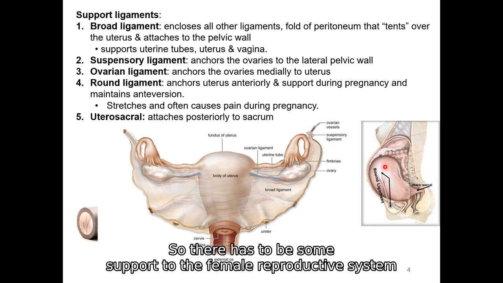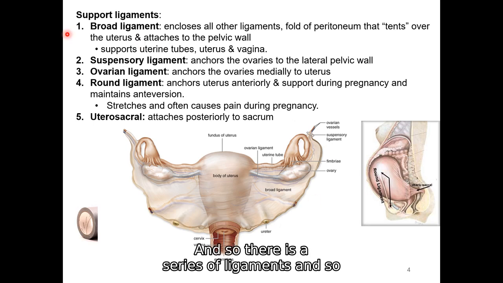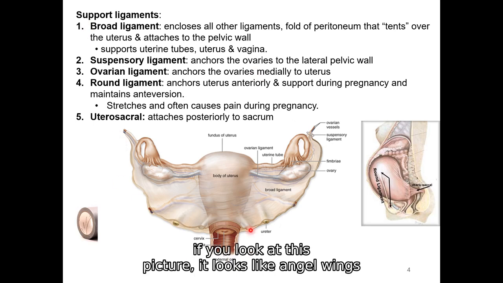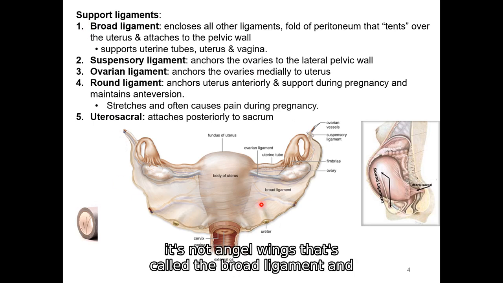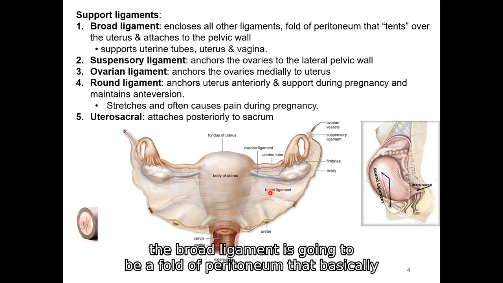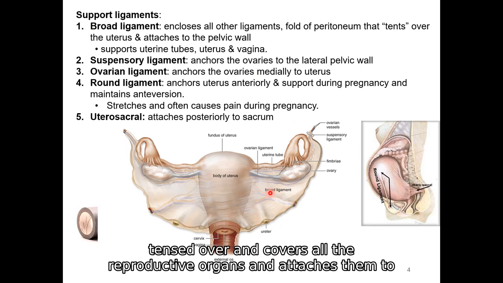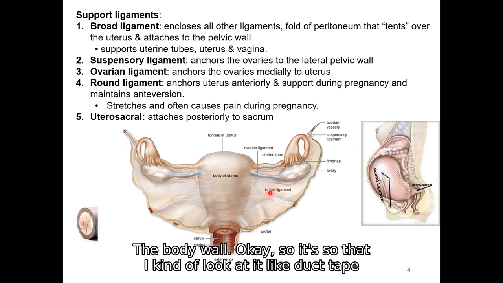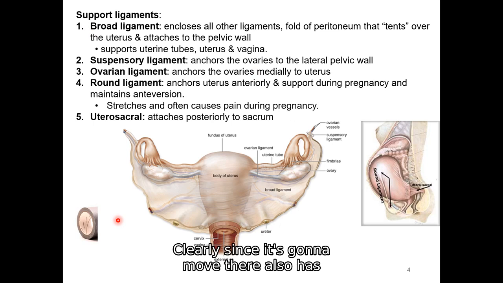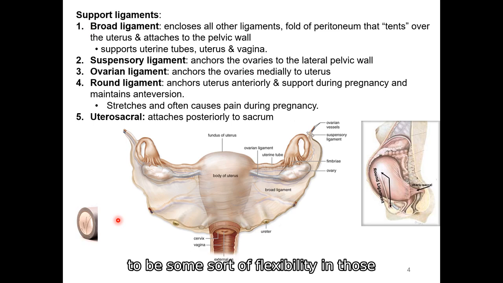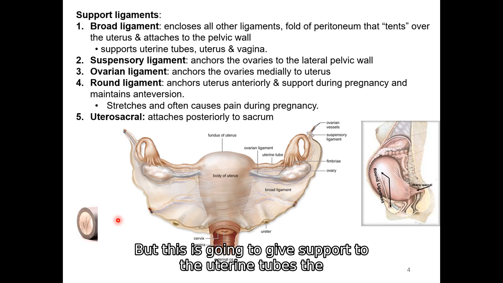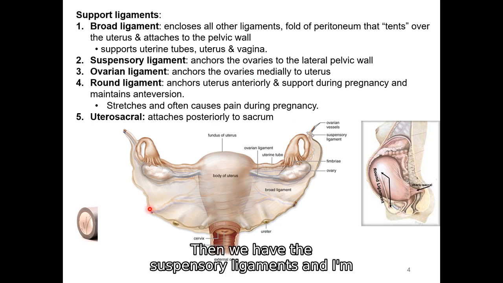So there has to be some support to the female reproductive system. And so there is a series of ligaments. If you look at this picture, it looks like angel wings. It's not angel wings. That's called the broad ligament. And the broad ligament is going to be a fold of peritoneum that basically tents over and covers all the reproductive organs and attaches them to the body wall. Okay, I kind of look at it like duct tape, okay? Clearly, since it's going to move, there also has to be some sort of flexibility in those, but this is going to give support to the uterine tubes, the uterus, and the vagina.